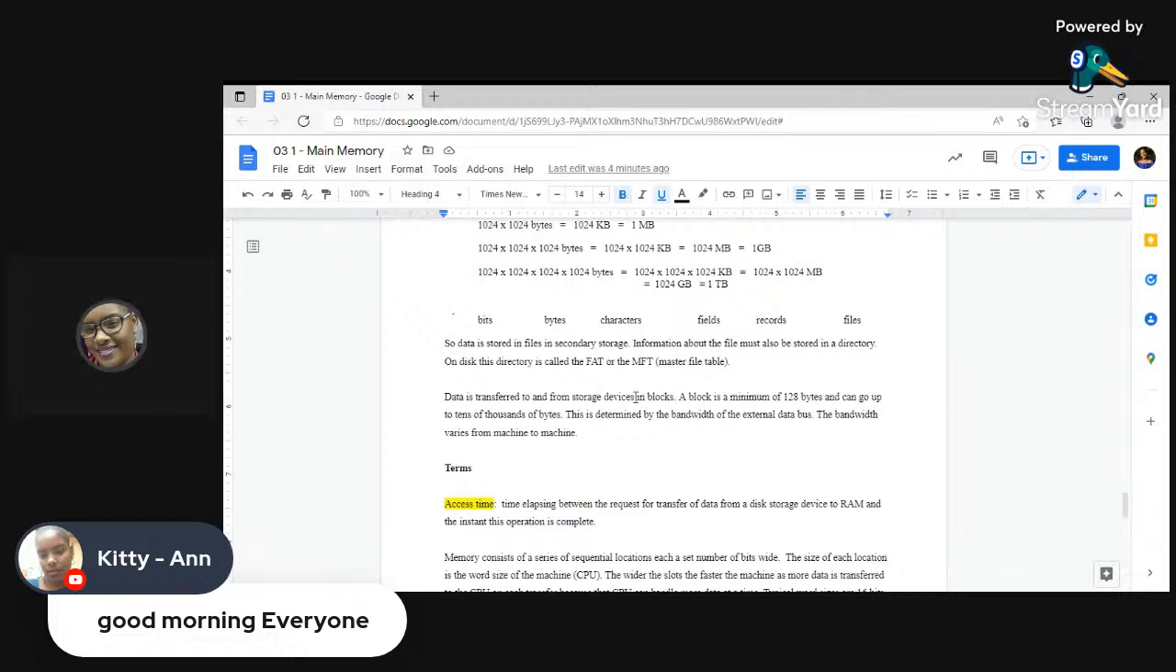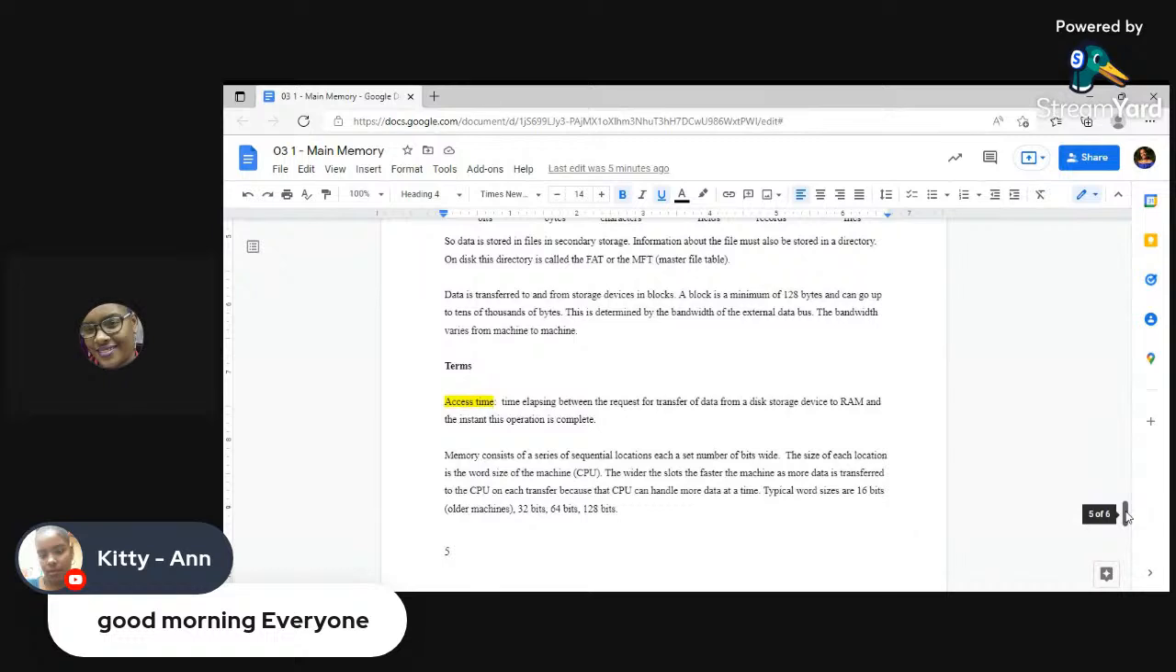So here it says the data is stored in files in secondary storage, right? The information must be filed and must be stored in a directory. Let's say, for instance, you have your C drive, right? That is where it is stored. But in the C drive, you have a folder, which is My Documents. And in My Documents, you have a next folder, which is SDAs. And in that folder, you have computer science. And in the computer science folder, you have your IA. So all of that will give you the directory for your file. On a disk, the directory is either FAT or NTFS, which is the master file table. And sometimes if you look at the extension, that is what you will see.